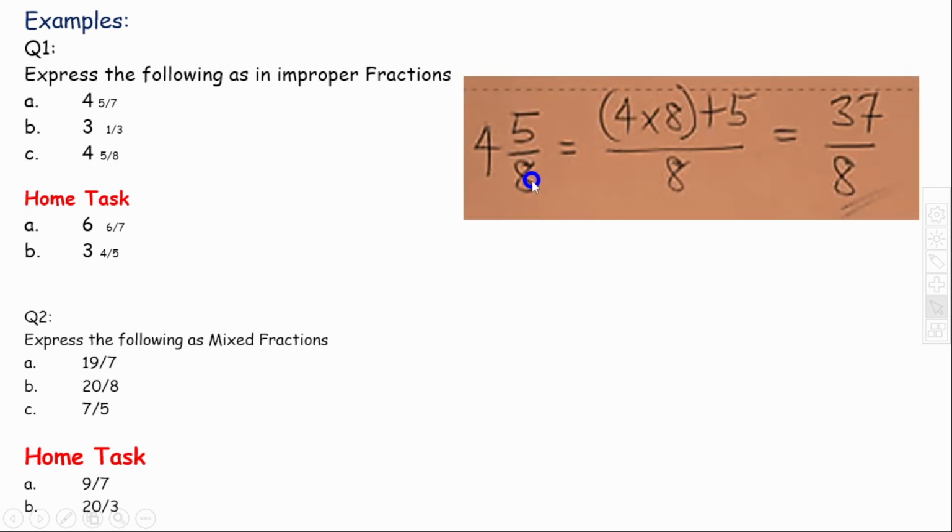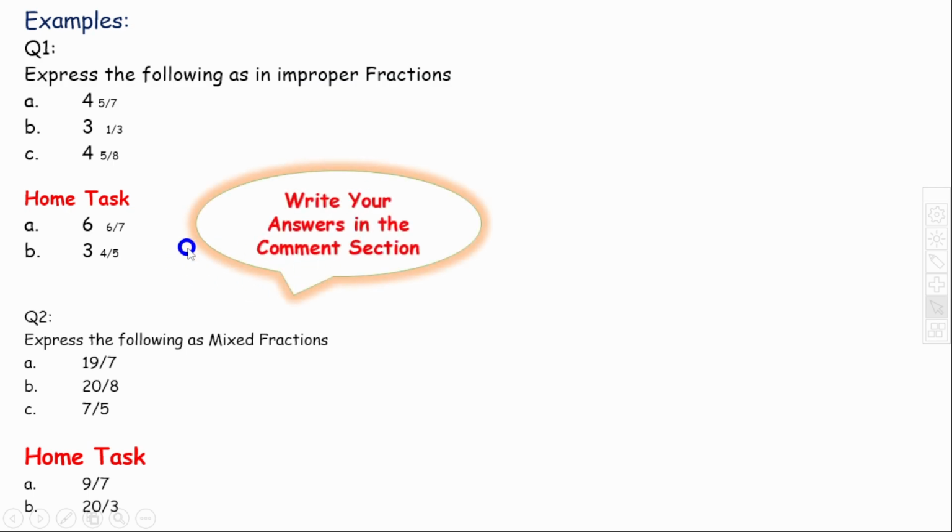Let's do the next one. 8 times 4, 32. Plus 5, 37. So it becomes 37 all over what? Over 8. This same 8 is what you write underneath here. So now that we've done a couple of examples, try to convert these mixed numbers into improper fractions and write your answers in the comment section. I'll check it out.